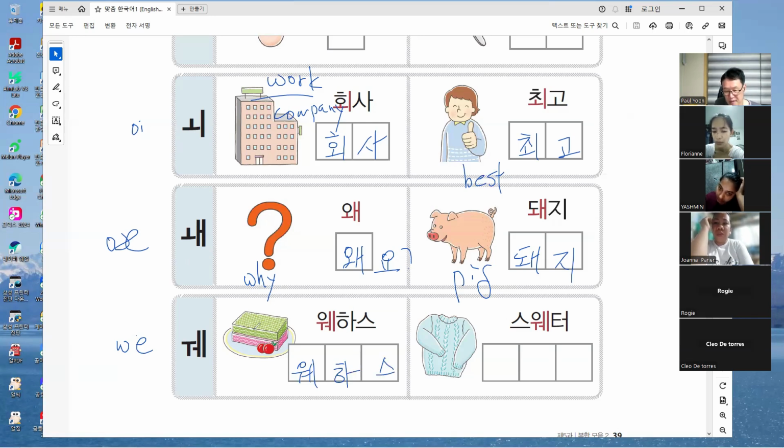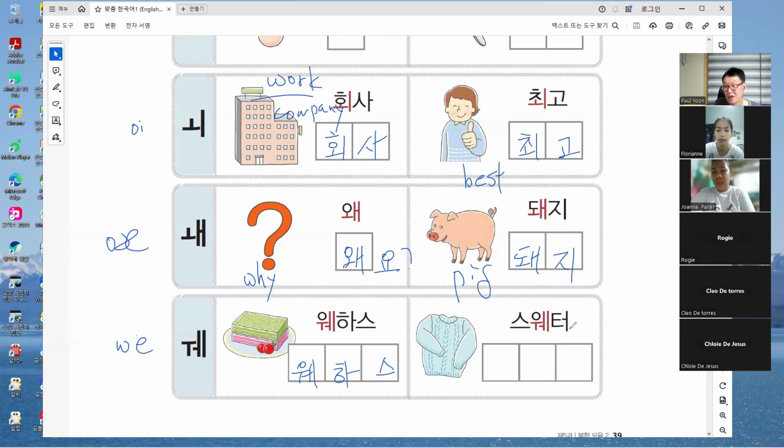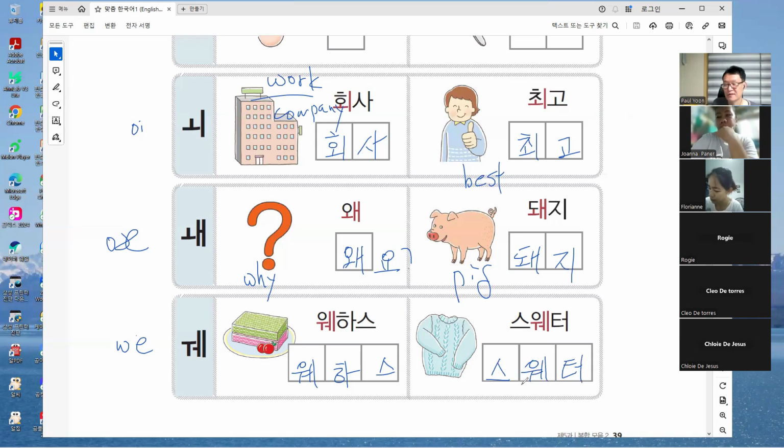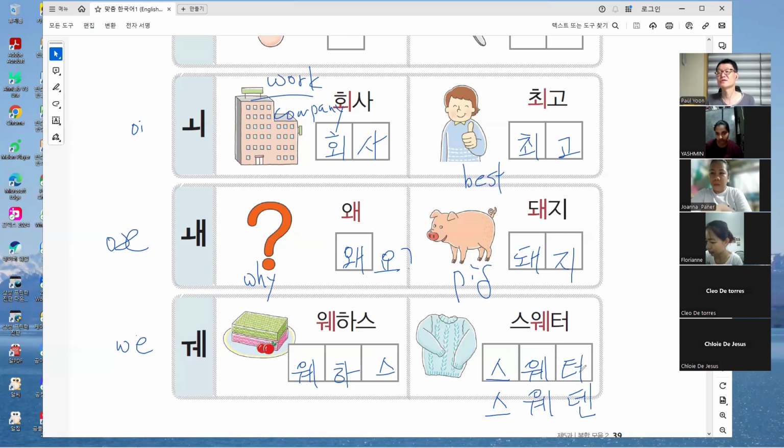Do you know this kind of snack? I think I tried this when I was a young boy, but I have never seen it these days. This kind of snack, we can call it 왜하스. Next, how about this? 스웨터. For your information, 스웨덴, do you know this European country, Sweden, right? Sweden, sweater.